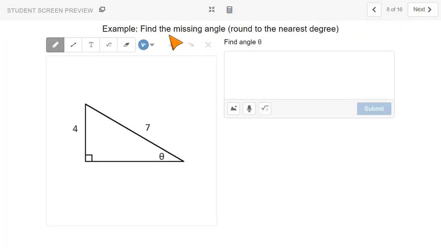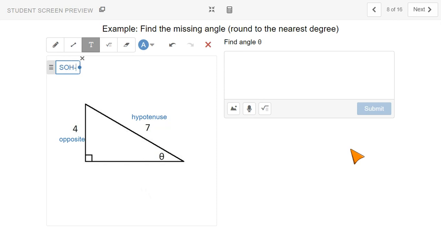Great, let's use this now to solve for an angle. Find the missing angle, round to the nearest degree. We have our missing angle here. First thing I need to do, just like when I was solving for a side, I need to identify the sides. The 4 is across from my working angle. I know this is the opposite. The 7 is across from the 90 degrees. So we have our hypotenuse.